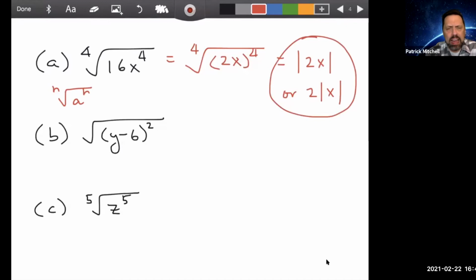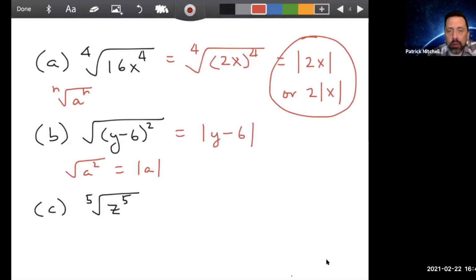All right, I think the next one is in some ways simpler. Again, it has the form nth root of a to the n. It actually has the form square root of a squared. So if we don't know anything about a, the best we can say about the square root of a squared is that it's the absolute value of a. So in this case, all I can say about the square root of the square of y minus 6 is that it is the absolute value of y minus 6.